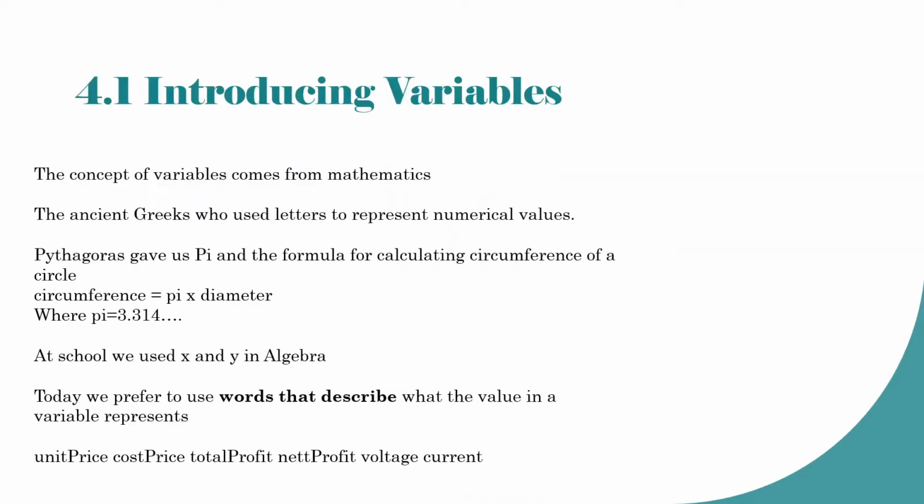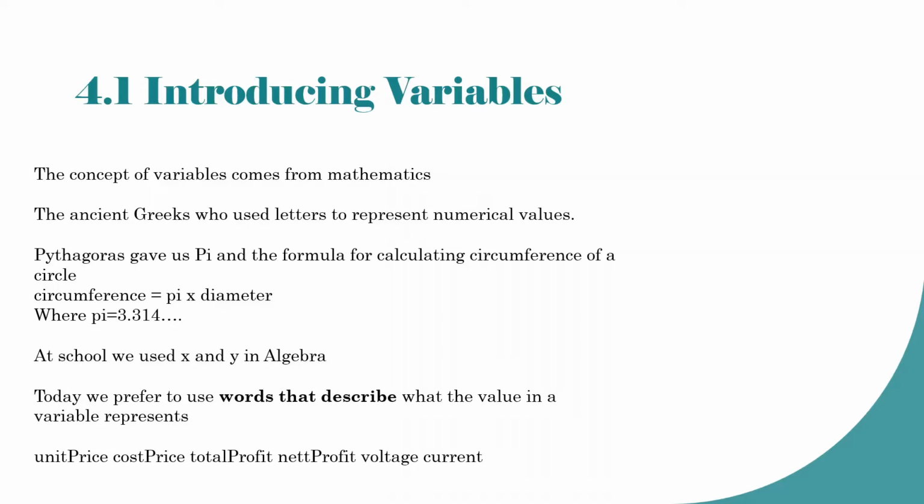The concept of variables comes from mathematics. The ancient Greeks used letters to represent numerical values. Pythagoras gave us pi and the formula to calculate the circumference of a circle. He also gave us a formula for calculating the hypotenuse based on the values of the adjacent and the opposite in a right-angled triangle. At school, we learned to use x and y as variables in algebra.